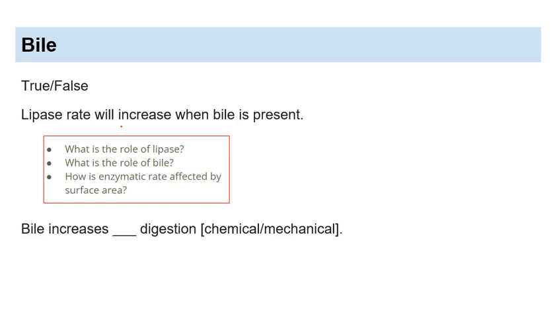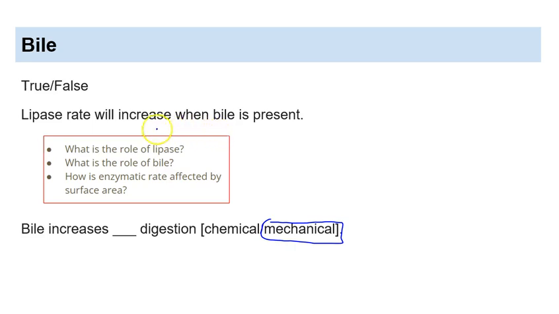Bile is the product of the liver, which can mechanically break down the fat and increase the surface area. So make sure you know that bile increases mechanical digestion, and then the lipase rate will increase when bile is present.